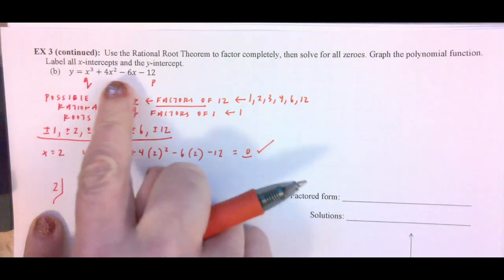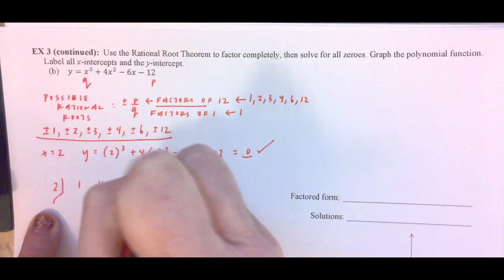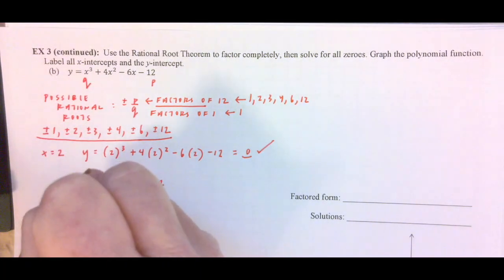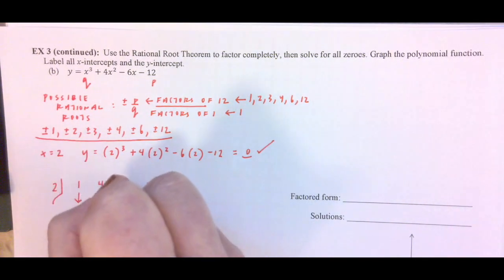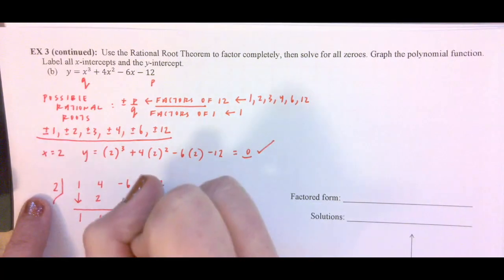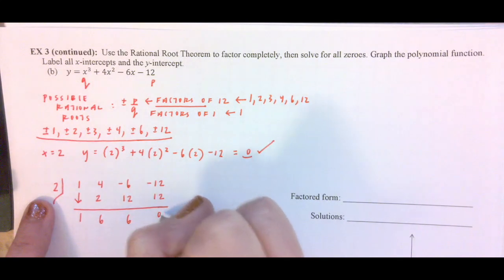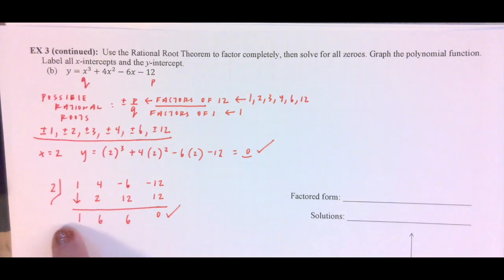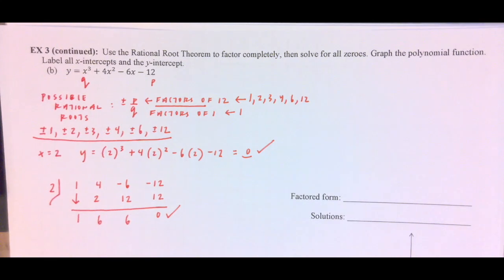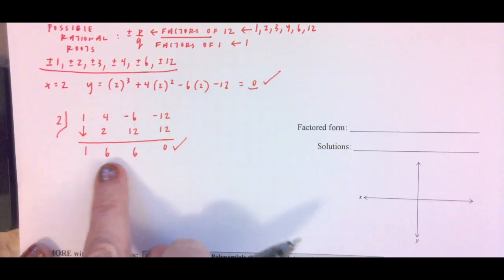Okay, so again, I transfer the coefficients. I'm using synthetic division. So 1, 4, negative 6, negative 12. Bring down the 1. Multiply, add down, multiply, add down, multiply. All right, so I'm just, again, confirming that the remainder is 0. And I am also seeing, right, that this is what is left over. So now with what is left over, let me just slide it up. Quadratic, linear, constant.